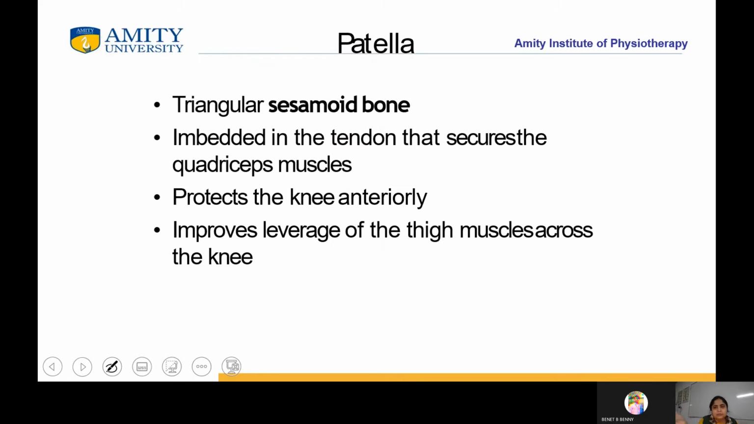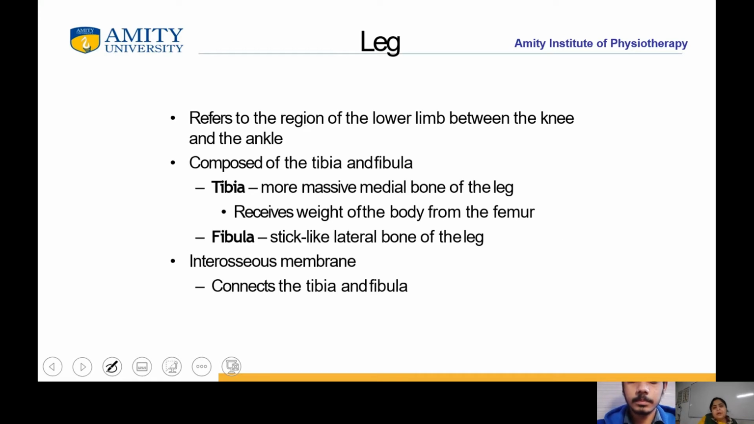Then patella. If you want to define patella, it is a triangular sesamoid bone which is embedded in the tendon that secures the quadriceps muscle. It protects the knee anteriorly and it improves the leverage of the thigh muscles across the knee because the quadriceps group of muscles are inserting on the patella.